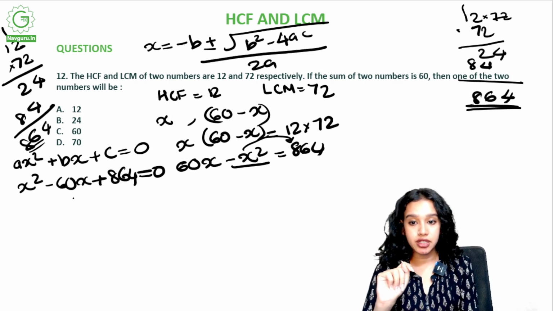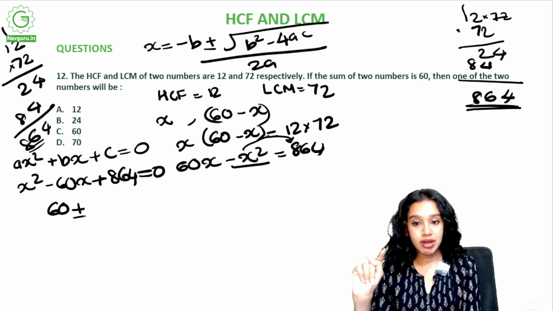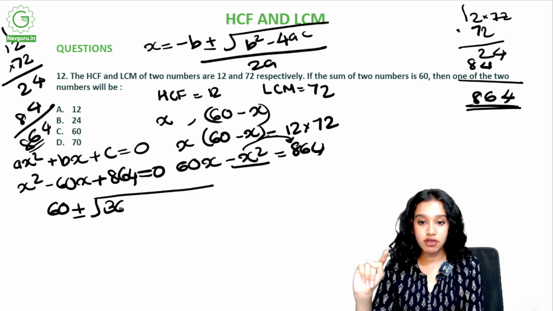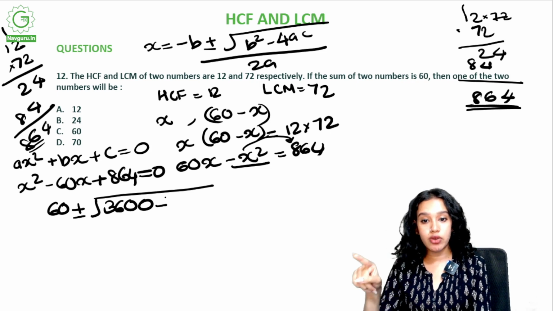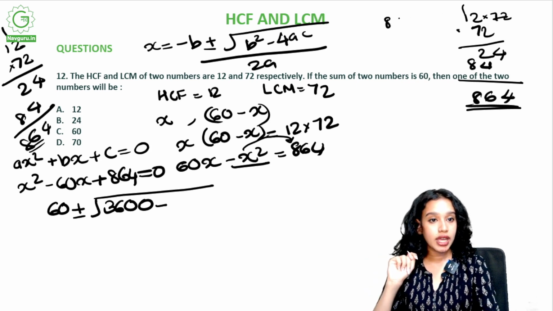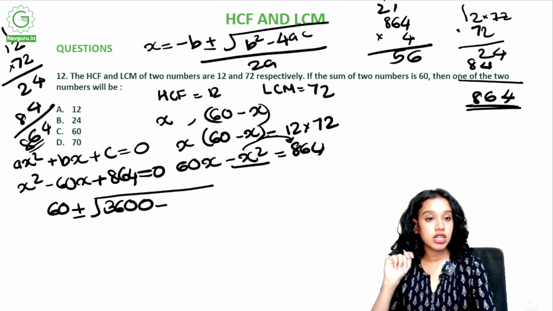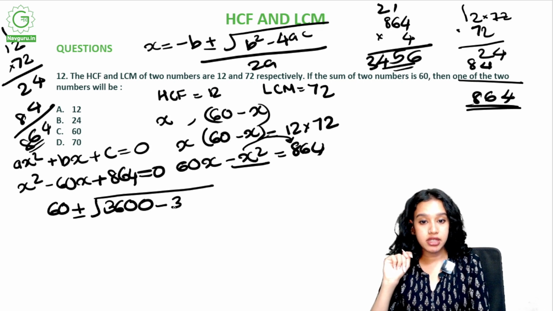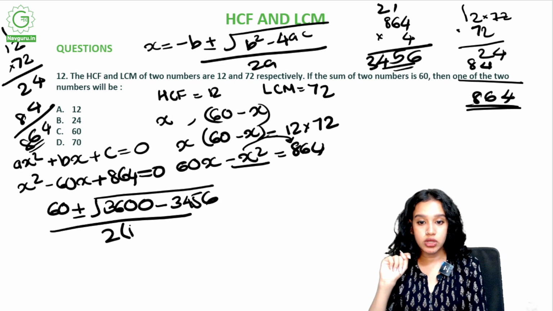So what is minus b here? Negative of negative 60 becomes positive 60. Plus or minus root of b square, 60 square would become 6 square is 36, and we'll add two zeros to it, which is 3600, minus 4 into 1 into 864. So 864 into 4, this will give us 6, 16, and 6 plus 24, so 25. 8 plus 32 plus 2 is 34. So we have 3456. Divided by 2 times a, a is 1, so 2 times 1.